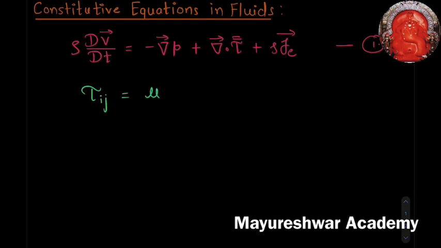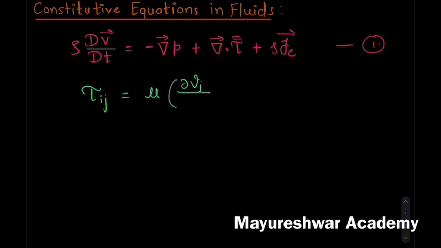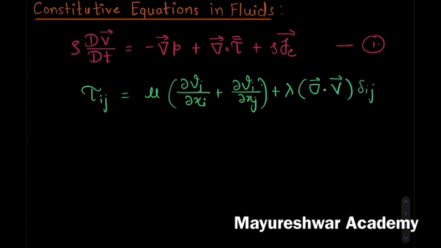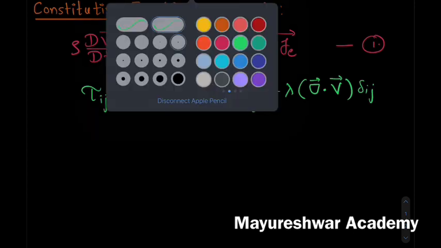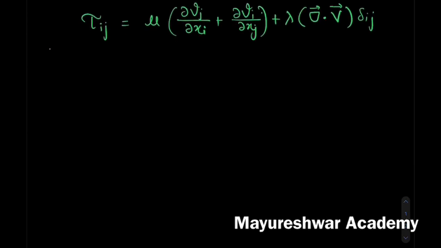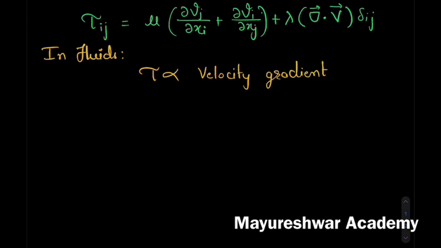In general, shear stress terms are defined as mu times (dvz/dxi plus dvi/dxz) plus lambda times, which is the second coefficient of viscosity, the divergence of velocity into the Kronecker delta property delta iz. So this term will be present only in normal stress terms. For shearing stress terms, the second term will be 0. In fluids, in general, we know that shear stress is proportional to velocity gradient. So tau is directly proportional to grad v bar.